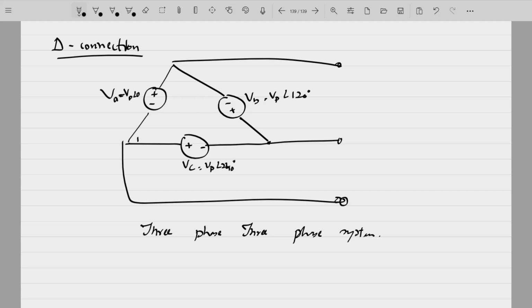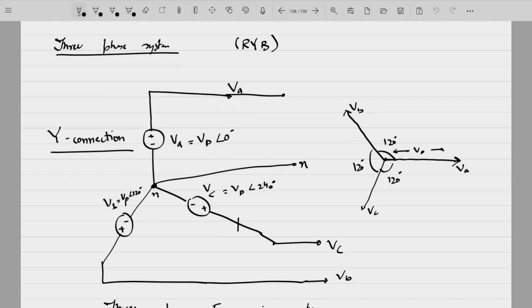Now, both these two connections have their own advantages and some disadvantages. We have to analyze both these two systems, and that will be one part of our study, analyzing the star connection as well as the delta connection. Before that, I'll let you know some terminologies that are associated with the system.